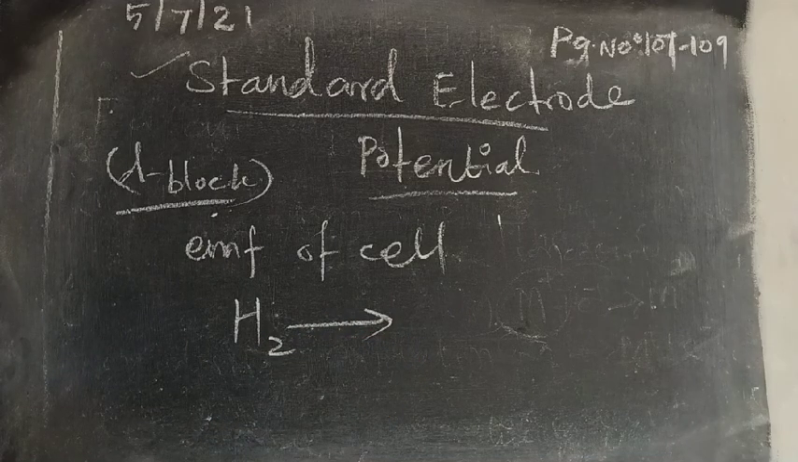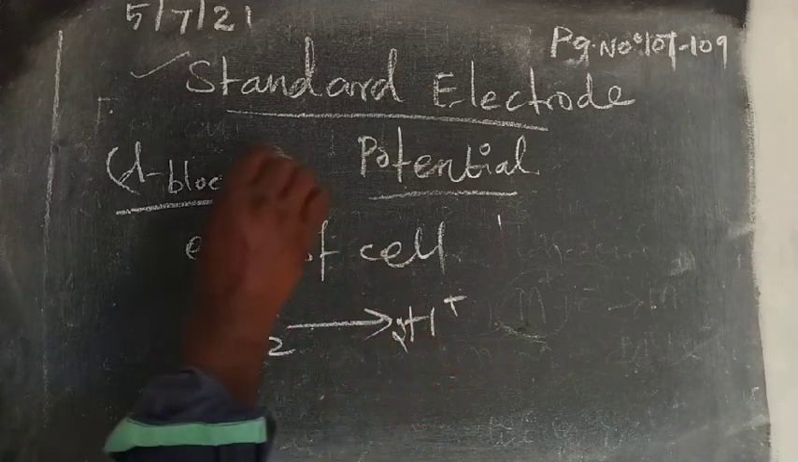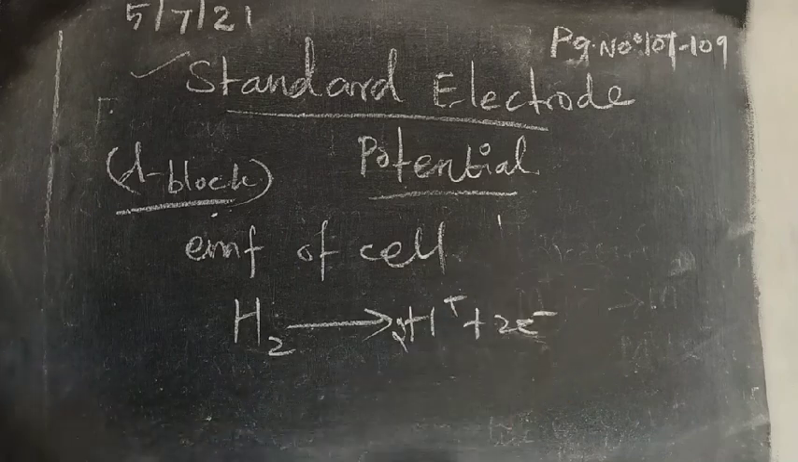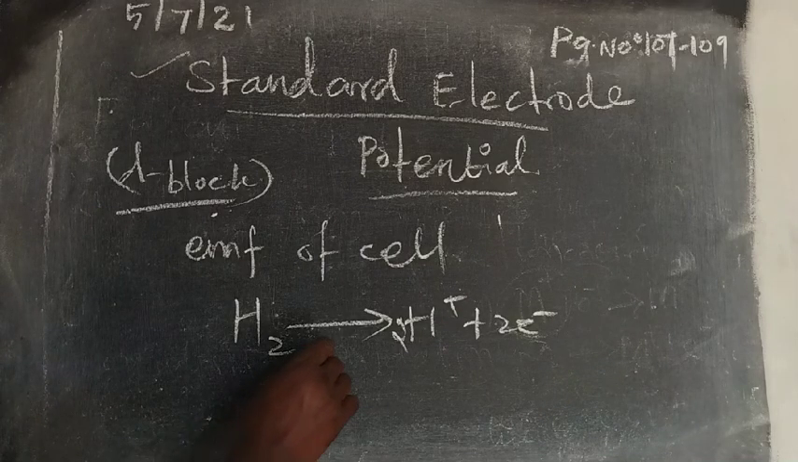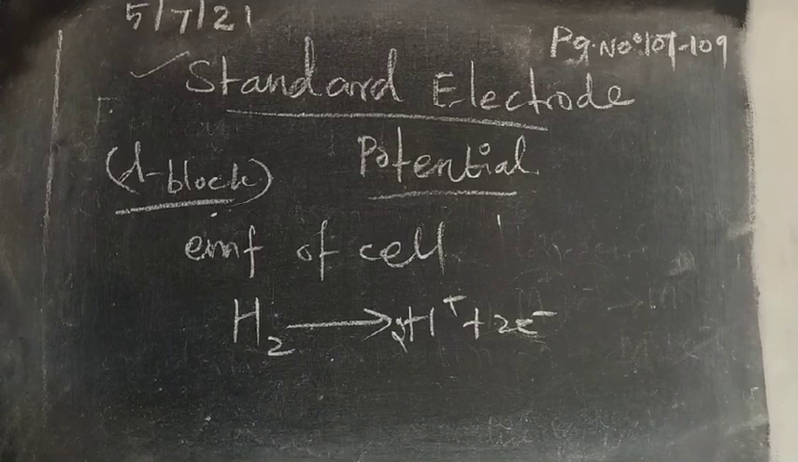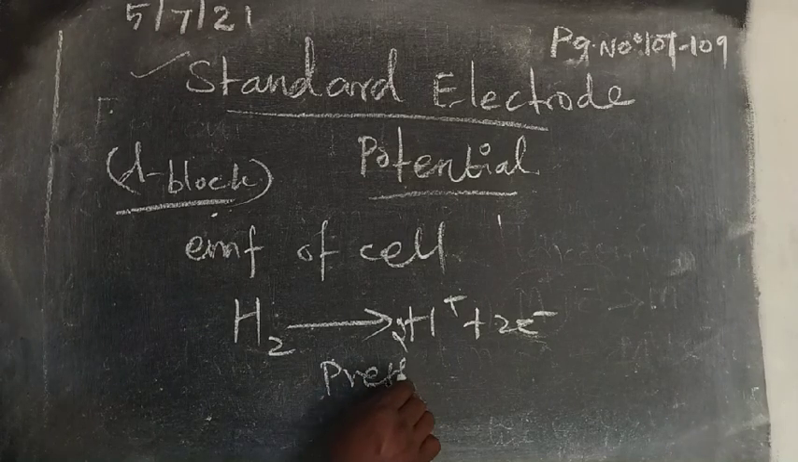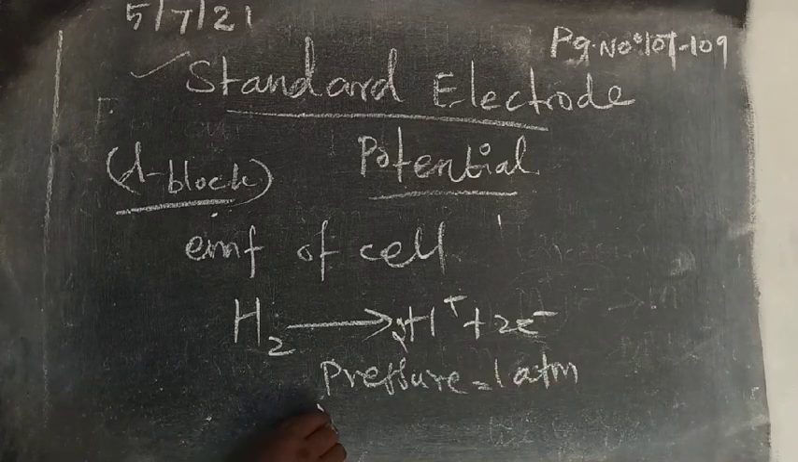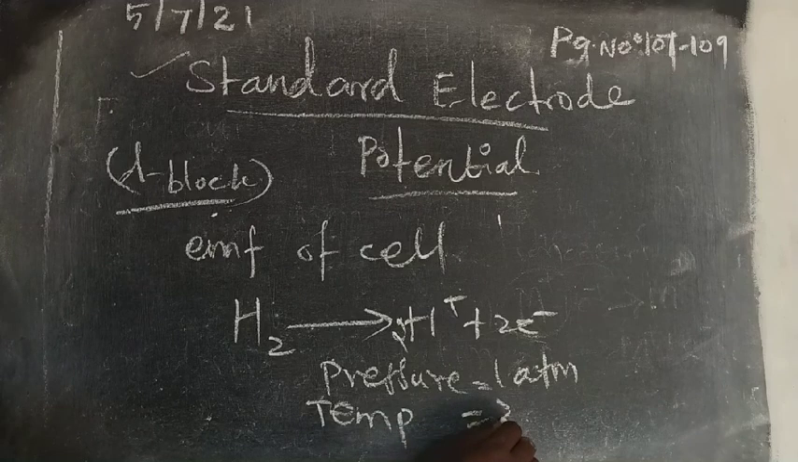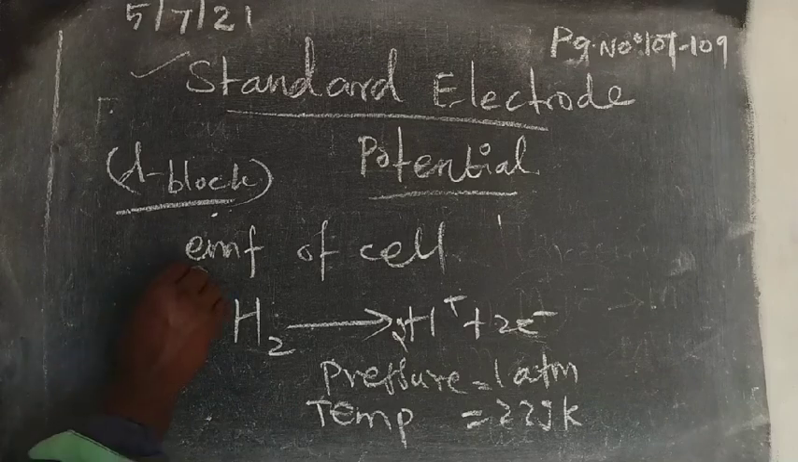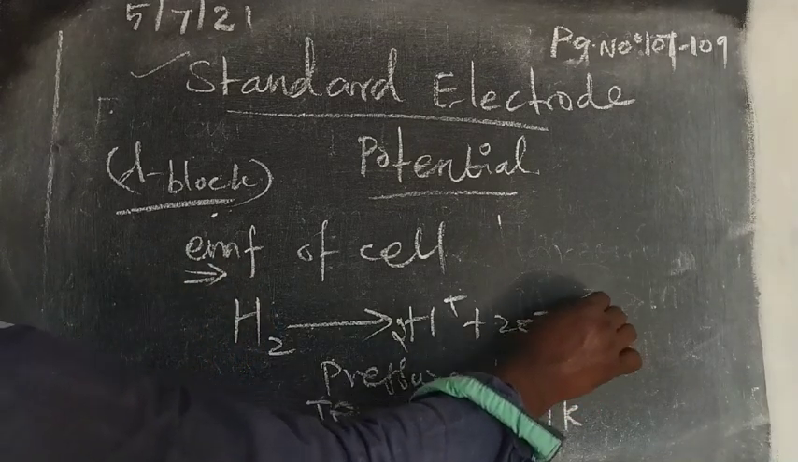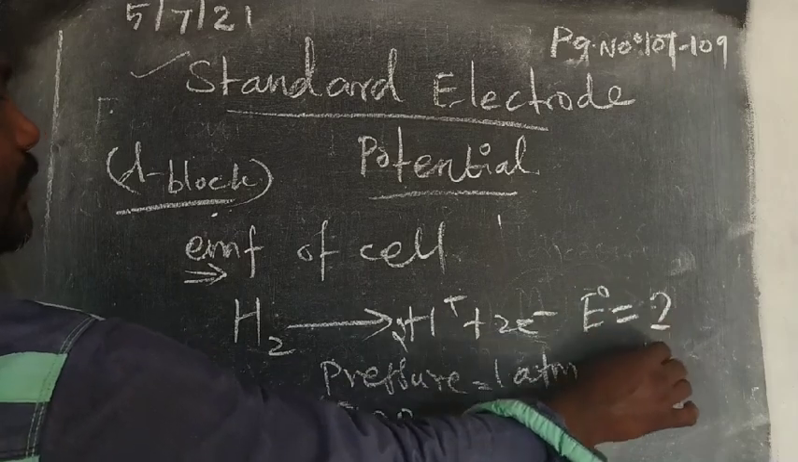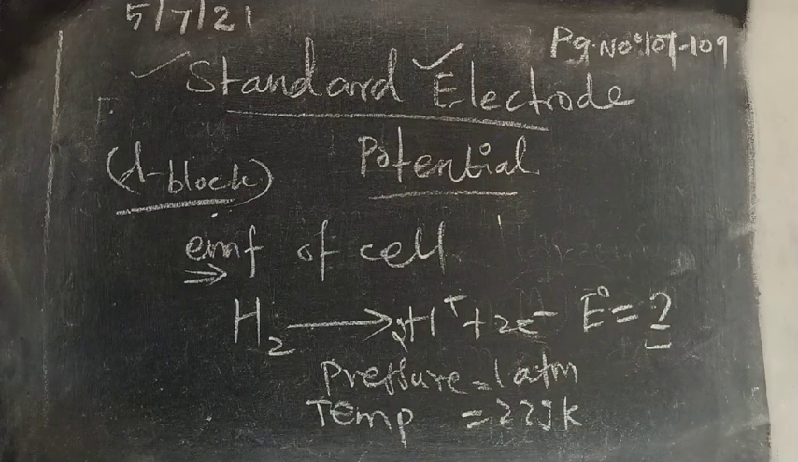That hydrogen molecule may be converted into protons by losing 2 electrons. This reaction takes place under the condition in a cell, pressure 1 atmosphere, then standard temperature 273 Kelvin. What is the EMF if you measure, that E naught value is only called standard electrode potential.